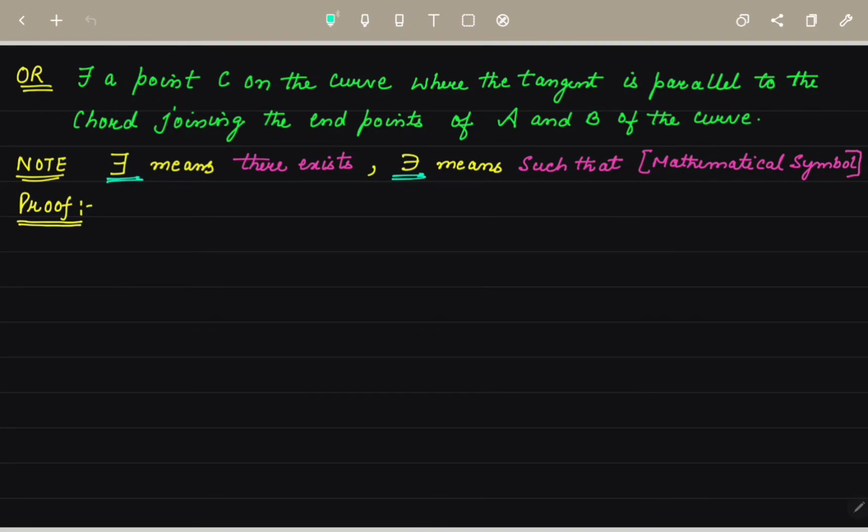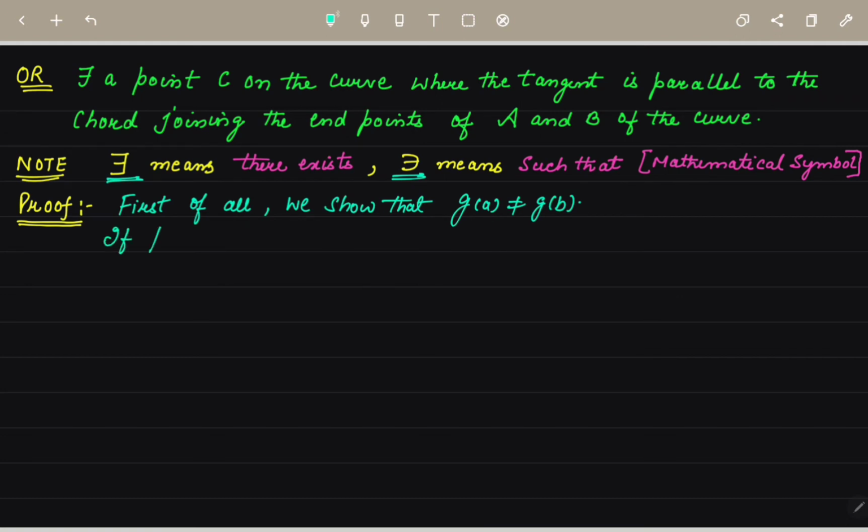This is the symbol for 'there exists', and this is the symbol for 'such that'. Now for the proof, first of all we show that g(a) is not equal to g(b). Now I am going to prove this by contradiction. For this I will suppose that g(a) is equal to g(b).